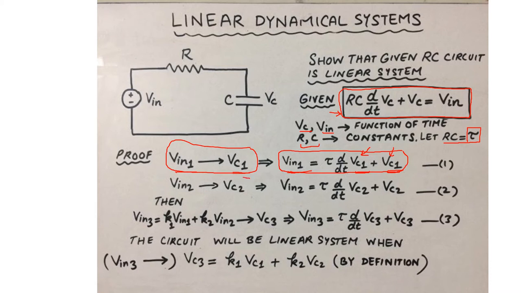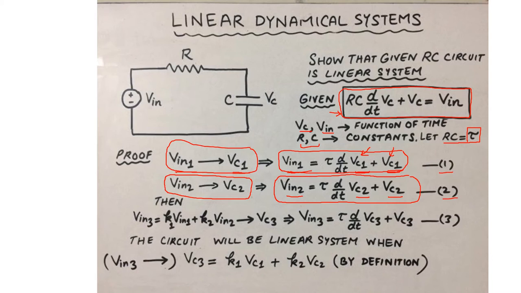Then we say that there is another input to the system, Vin2, which gives us an output VC2. And if this is the case, then the differential equation will remain satisfied if the input is replaced by Vin2 and the output variable is replaced by VC2. So now we have two equations, 1 and 2.